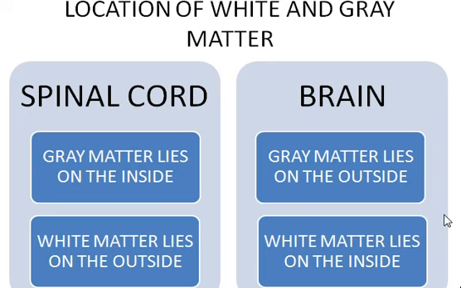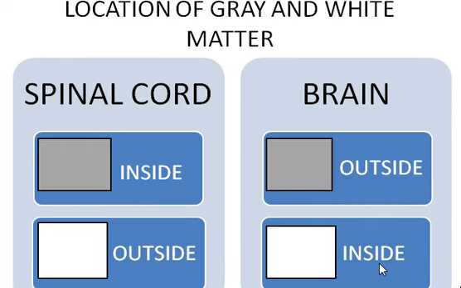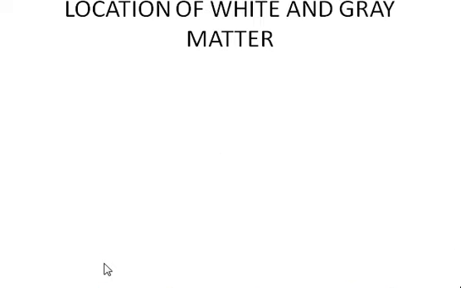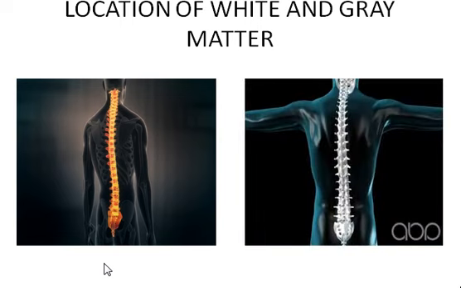To learn the location in an easier way, we'll learn one more differentiation. This is the easier way of differentiation. In the spinal cord, you can notice gray is inside, whereas in the brain, gray is outside. In the spinal cord, white is outside, whereas in the brain, white is inside. These are the pictures about the spinal cord.